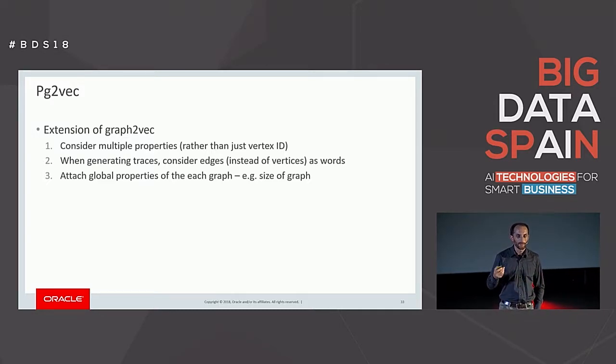Additionally, what we do is, instead of considering just the vertices in the walk as the words when mapping to the natural language processing algorithm, we consider edges. So basically the pairs of vertices that you visit. This also improves accuracy because it provides more information to the neural network, which knows that I not only went from here to here, but I connected these two specific vertices through an edge. Additionally, we also put global properties of your graph. For example, in the financial transaction use case, you may know that in this specific pattern, you had two entities that are similar. And then if you insert that information into the random walks as well, or for example, the size of the subgraph, you can get even better accuracy.